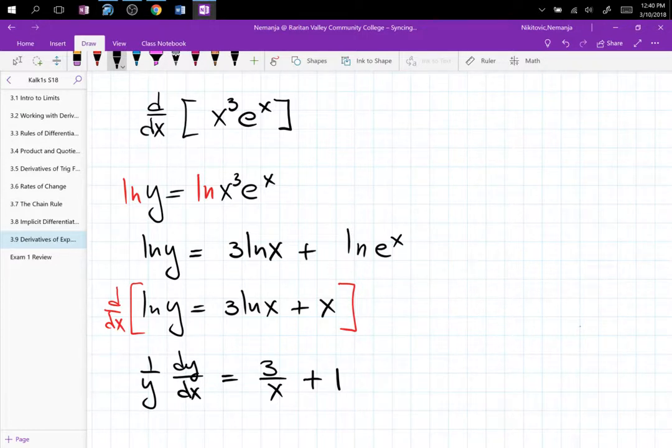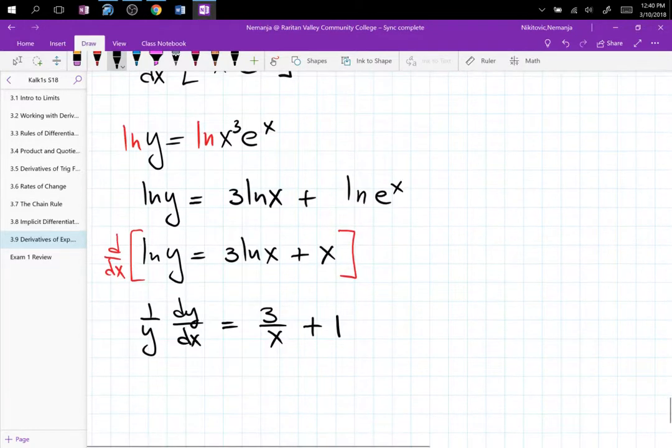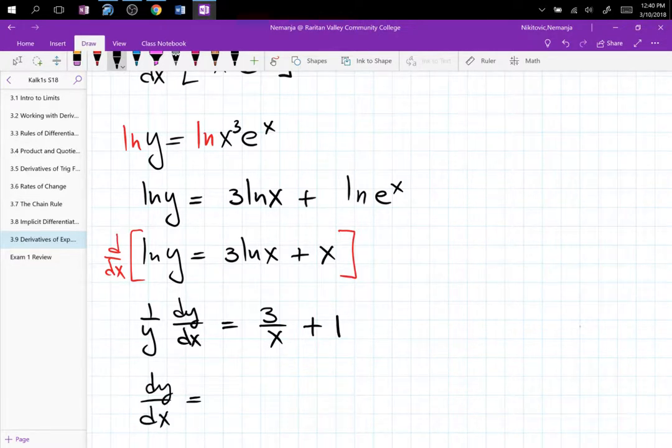So we don't get to use the ln way of taking derivatives because this term here did not have ln, because it canceled with e. So you just need to be a little bit careful with those guys. Other than that, we're good. So x cubed e to the x times 3 over x plus 1.